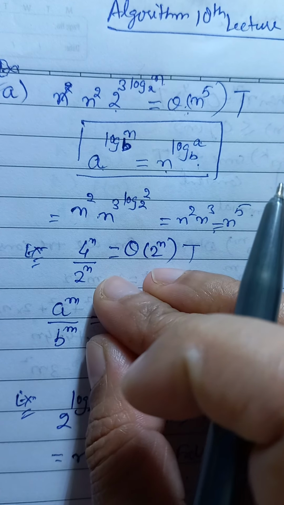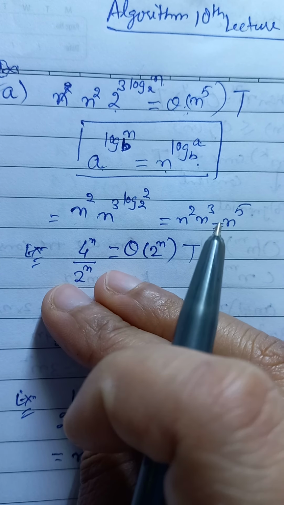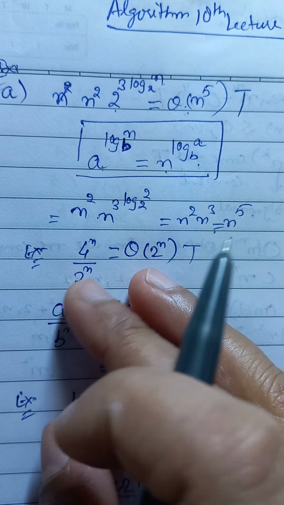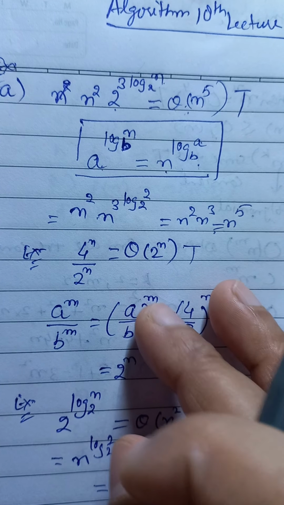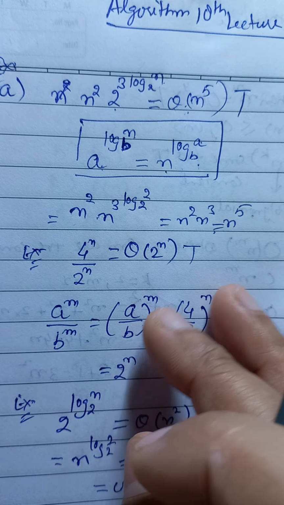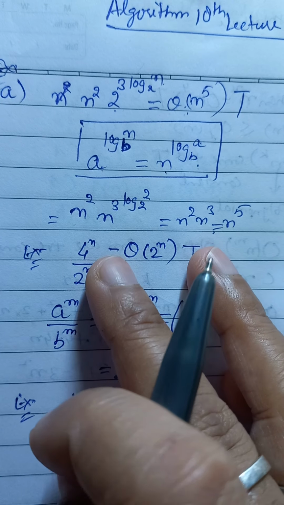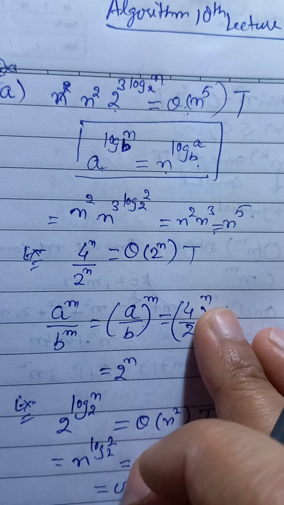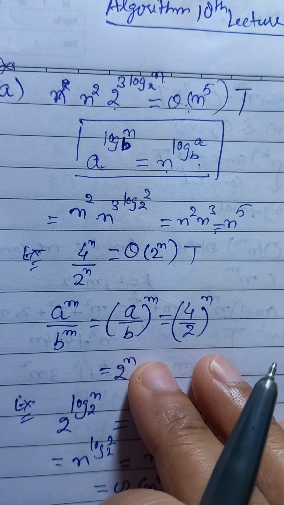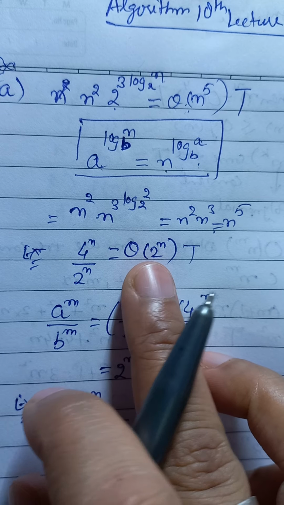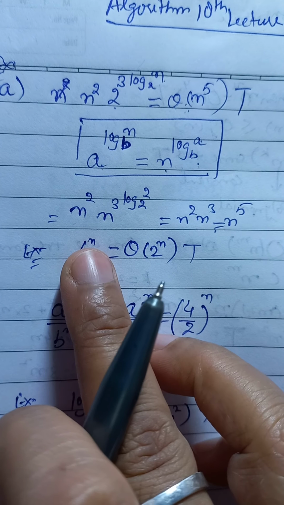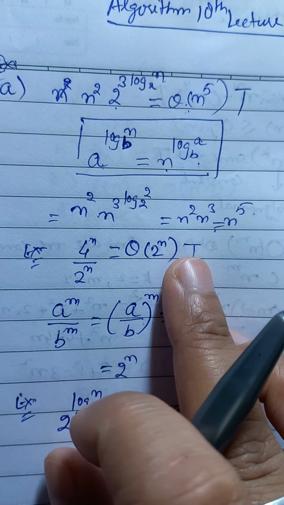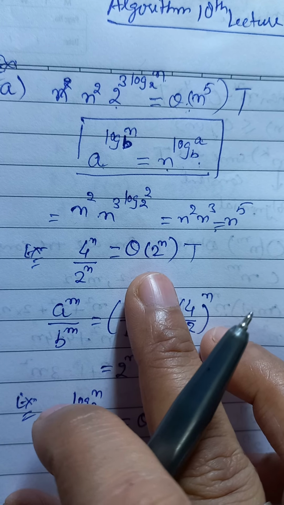Now move to the next example. Suppose we have 4 to the power n divided by 2 to the power n is equal to theta 2 to the power n. Is it true or false? We have to find out. By using this formula, a to the power m upon b to the power m is equal to a by b to the power m, we can write 4 by 2 to the power n. So what are we left with? 2 to the power n. So this is theta, so that is true. This is also equal to this, so that's why it is true, because theta belongs to the equal-to condition.